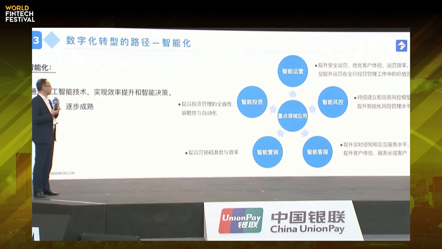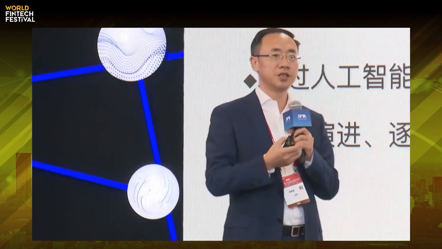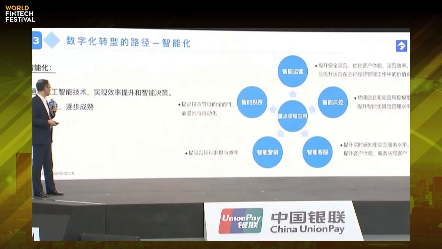For Bank of Shanghai, we want to smarterize throughout this organization in the aspects of smart operations, smart investment, smart risk control and marketing, and smart services. So I think this is universal for all the banks because they are the key aspects for bank management. The only difference is that each bank will have a different starting point among these five areas.